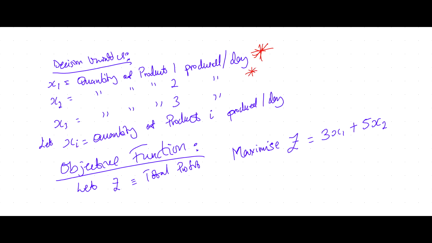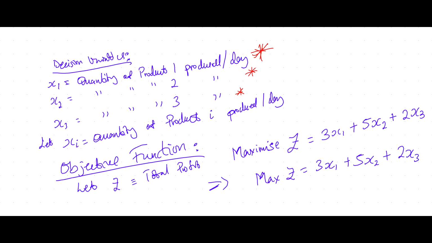Then the final one will be the third one. And what is the product here? It is 2 times X3. So this is the objective function, right? We can just make it max Z is 3x1 plus 5x2 plus 2x3.